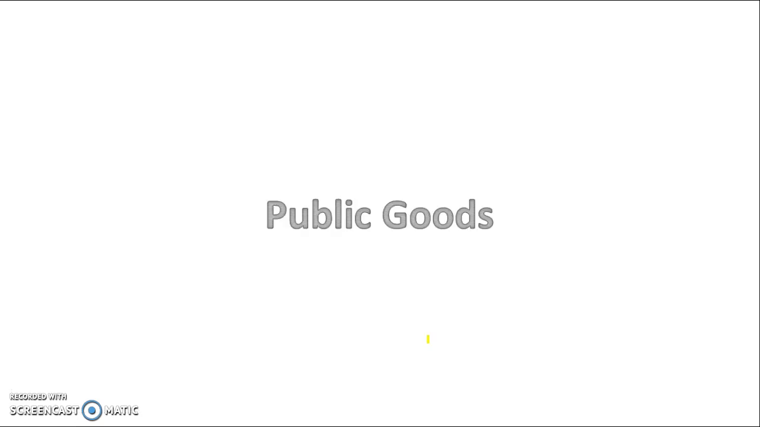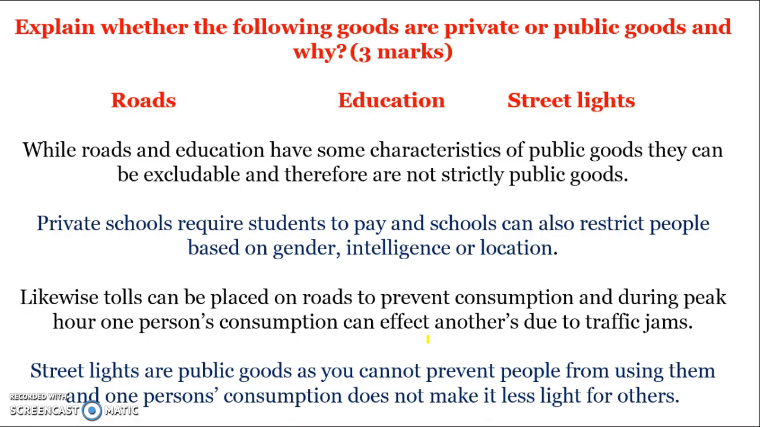So now we're going to look at each individual market failure. So starting with public goods, just a couple of questions related to public goods. One of the ones from your booklet is to explain why each of the following are either private or public goods, and it's only worth 3 marks, so it's not a lot of detail about each one. But if we start with roads and education, they have some characteristics of public goods, but they are excludable and therefore they're not strictly public goods.